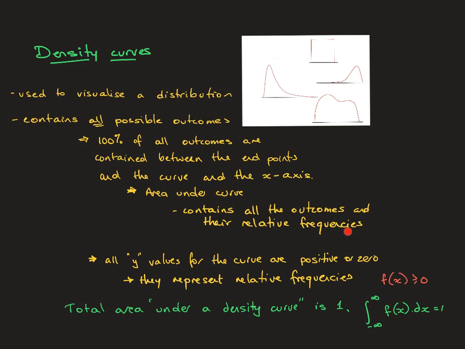So a density curve also has a couple of other properties. All of the y values for the curve are positive or 0 because they're relative frequencies. So this is one of the properties of a density curve that you can check out. And the other one is that the total area under a density curve is equal to 1. And we know that the area under the curve you integrate, and all of the possible x values from negative infinity to infinity, if you integrate that, it's equal to 1. So these are the properties of a density curve.